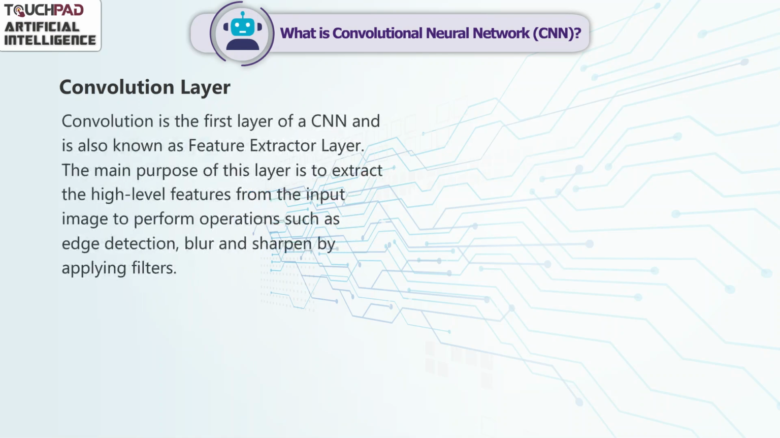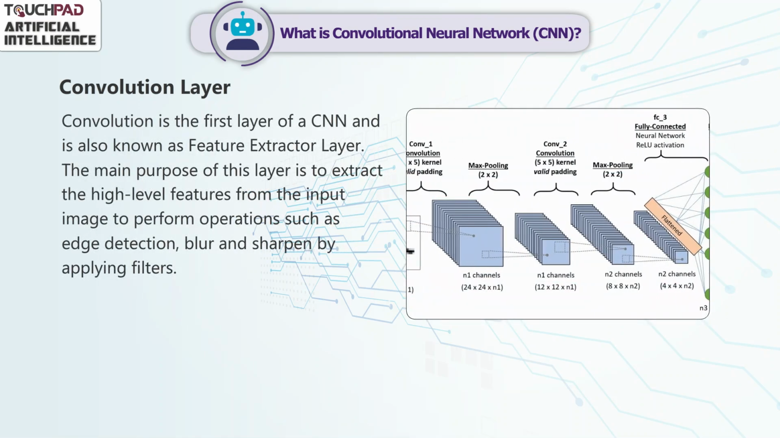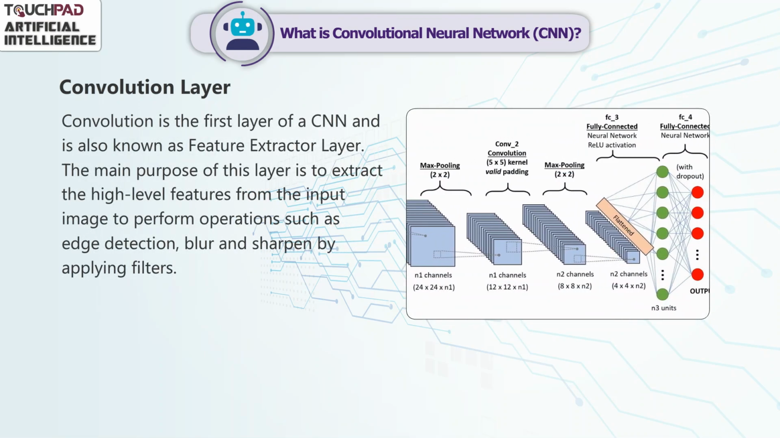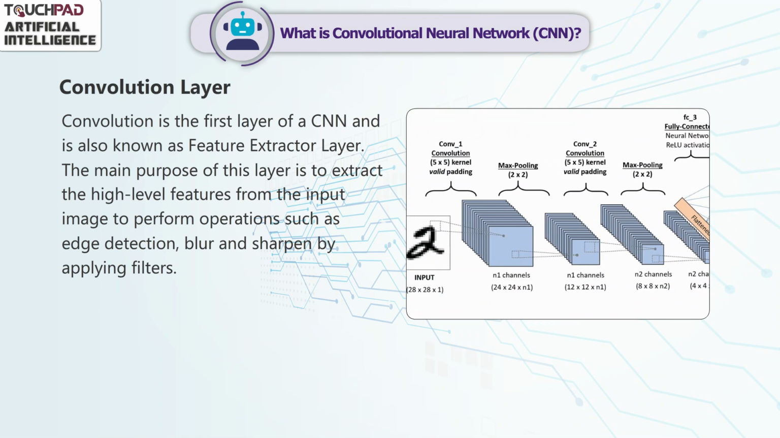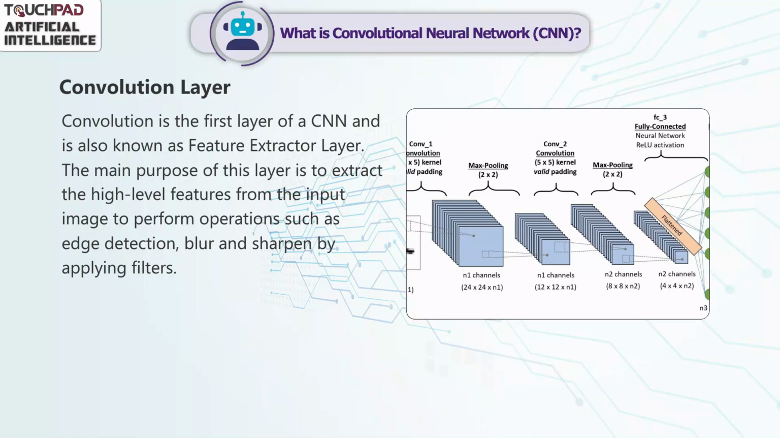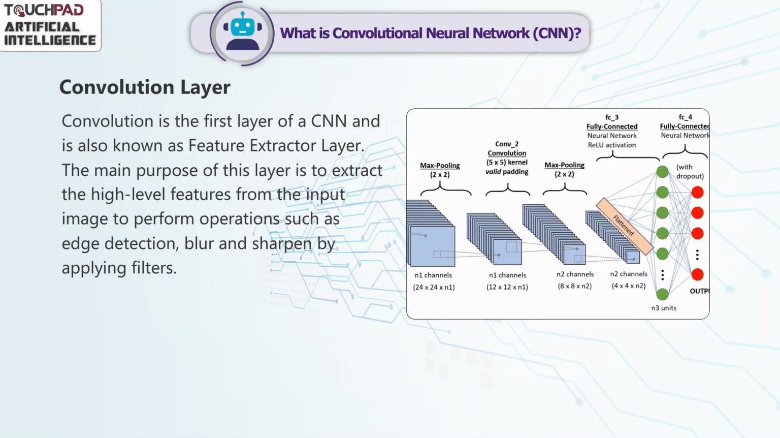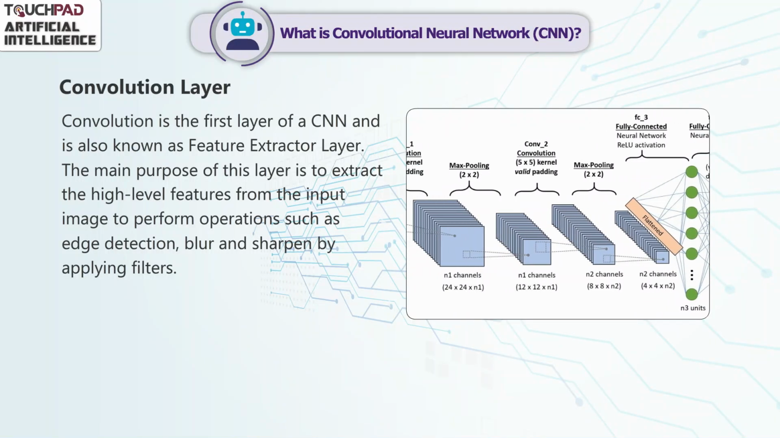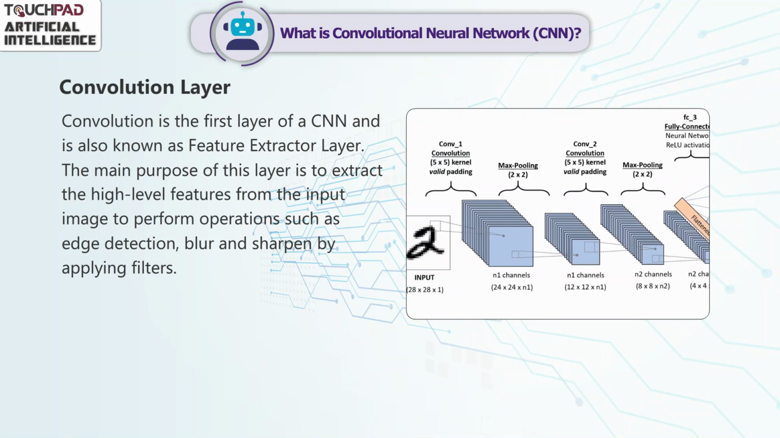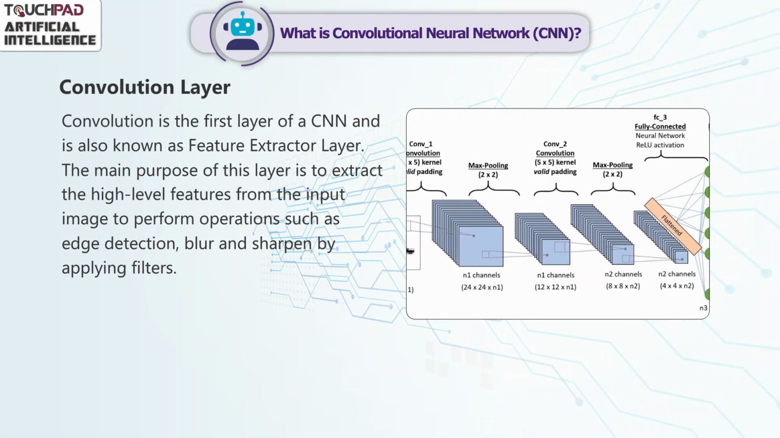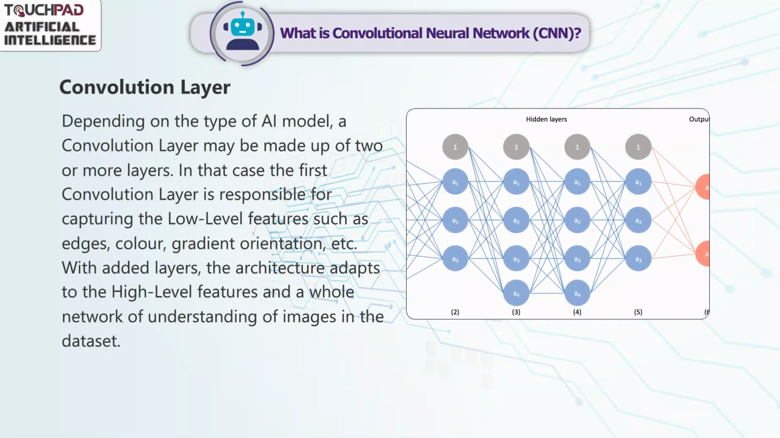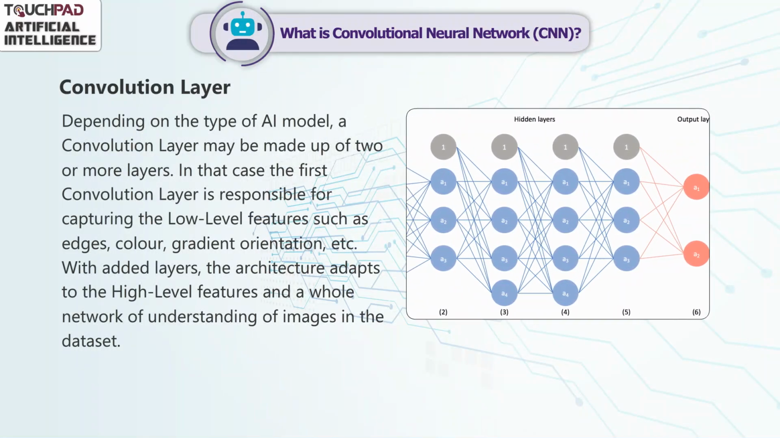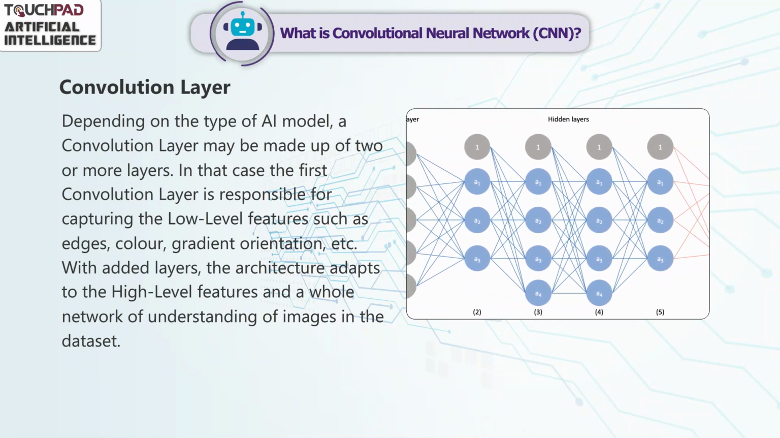Convolution layer. Convolution is the first layer of a CNN and is also known as the feature extractor layer. The main purpose of this layer is to extract high-level features from the input image to perform operations such as edge detection, blur, and sharpen by applying filters.